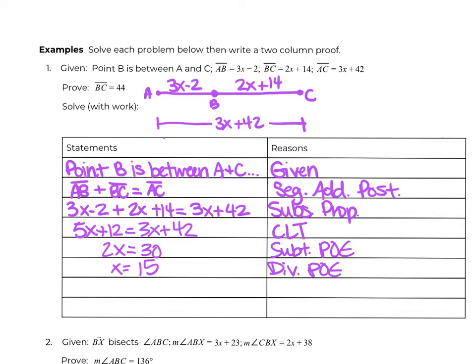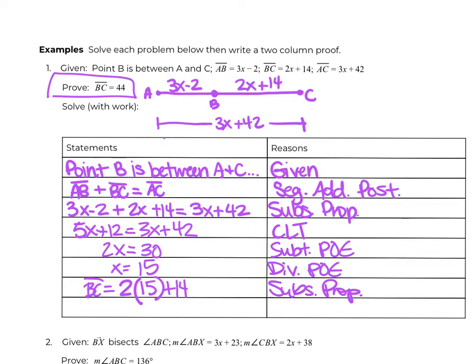Oh, we're not done because my final answer needs to match this prove. But I'm pretty close. How can I get BC if I now have x? Plug it in. Okay, now be specific. BC equals, what's it going to look like plugged in? 2 times 15 plus 14. So when I plug in every time, that property is substitution. Not multiplication, because I'm not multiplying by the same thing on each side. Remember, that would be of equality.